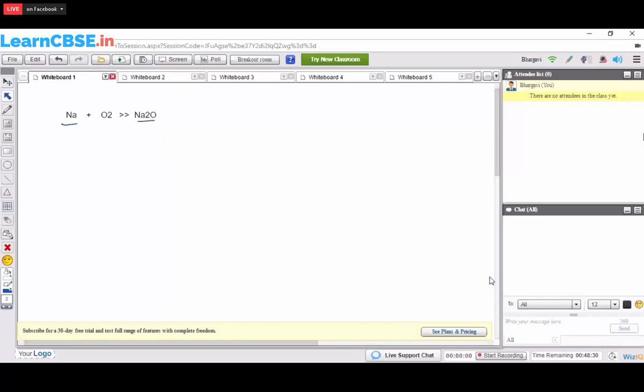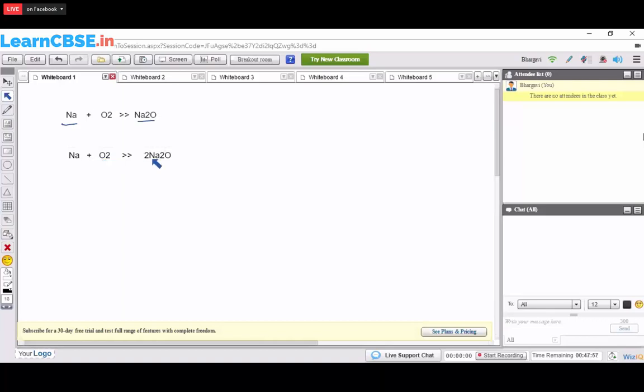Na plus O2 gives 2Na2O. So now we have balanced the oxygen. This 2 is applicable for the sodium as well as for the oxygen. Now here there are two oxygen atoms, and here also two oxygen atoms. So on both sides the oxygen is balanced.